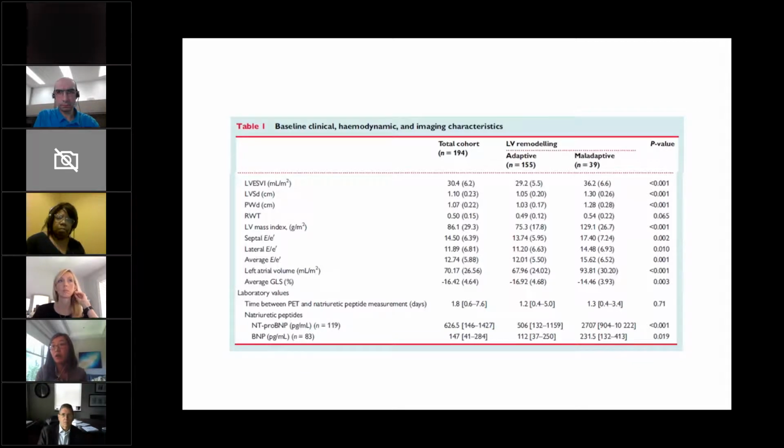When we looked at the echocardiographic data for these patients, we found that, not surprisingly, those patients with maladaptive remodeling had more dilated LV dimensions, as well as thicker ventricles. They also had higher E to E prime as a reflection of diastolic dysfunction, larger left atrial volumes, and importantly, more impaired global longitudinal strain as a reflection of myocardial mechanics. Additionally, we saw that those patients with maladaptive remodeling had higher pro-BNP and BNP levels.